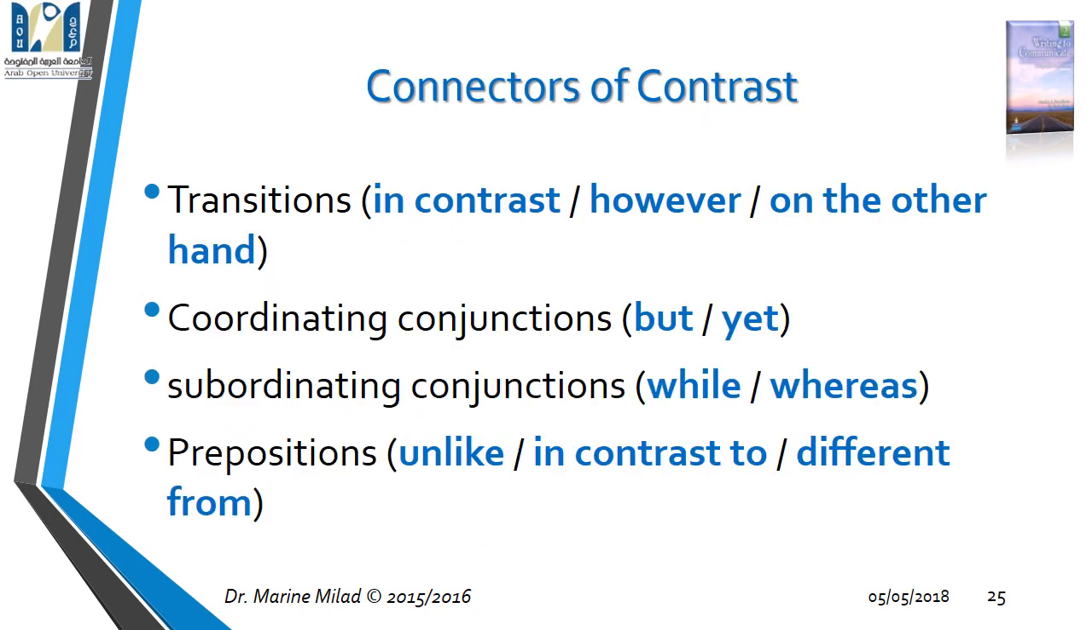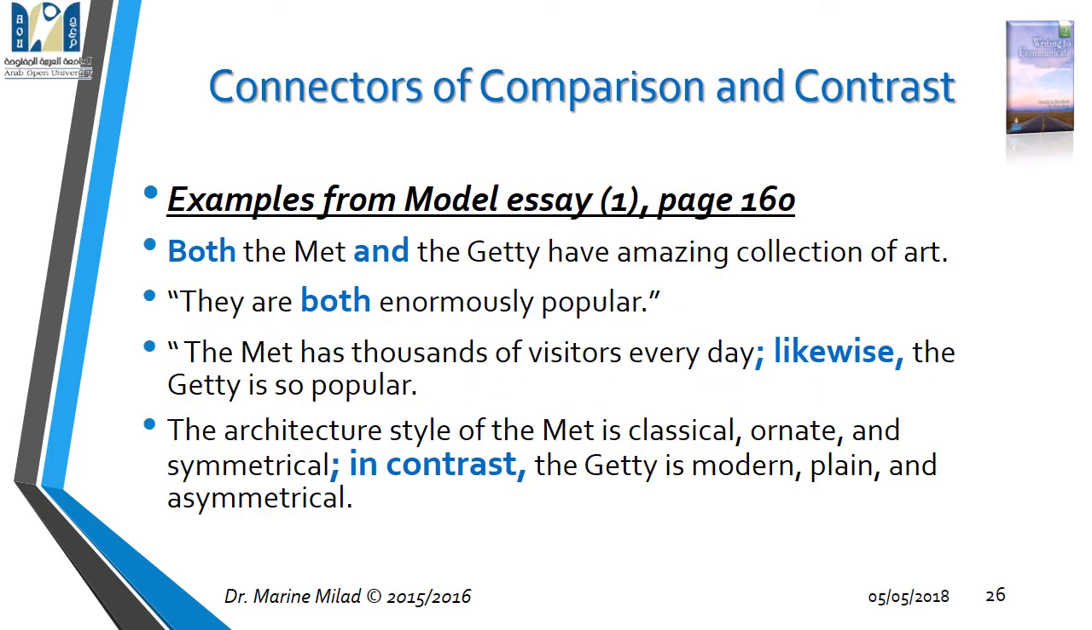Okay. Here are more transitions if you want to contrast, right? However, on the other hand, here is but, yet, while, whereas, unlike, and in contrast, different from. Now, some of you, I mean, most of you still don't know how to use while or the adverbial clauses. Very important. You have to look them up. You have to see them. You have to study the adverbial clauses. When you use while in the beginning, you have to put a comma, right? But some of you, when they write while, they don't put a comma, which is grammatically wrong.